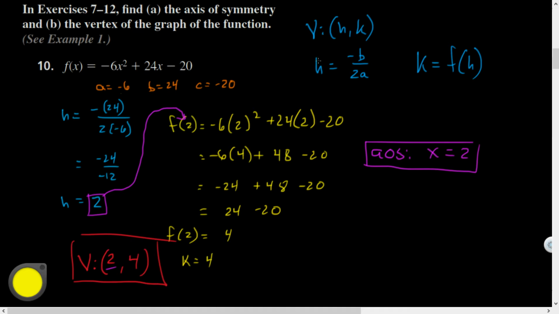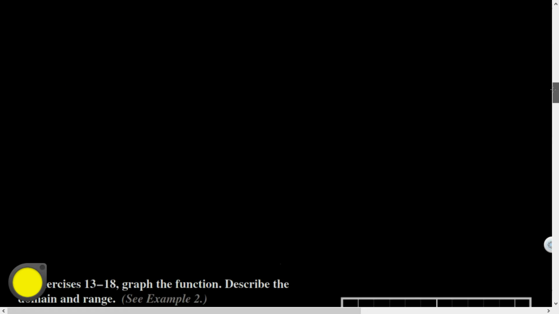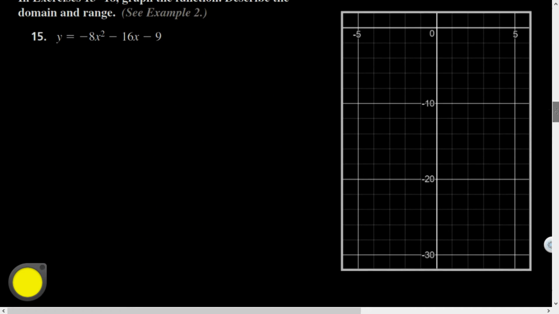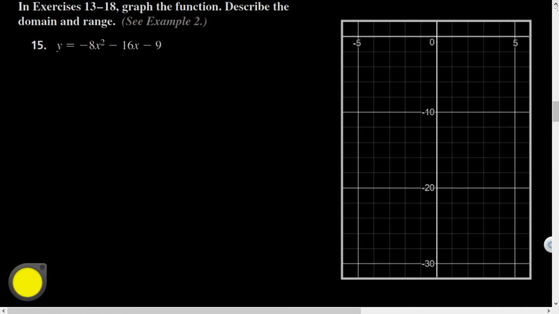All right, and now let's look at this one last example. How am I doing for time? 7 minutes in. All right. Where I'm actually going to take those skills, put them together, and then make a graph.